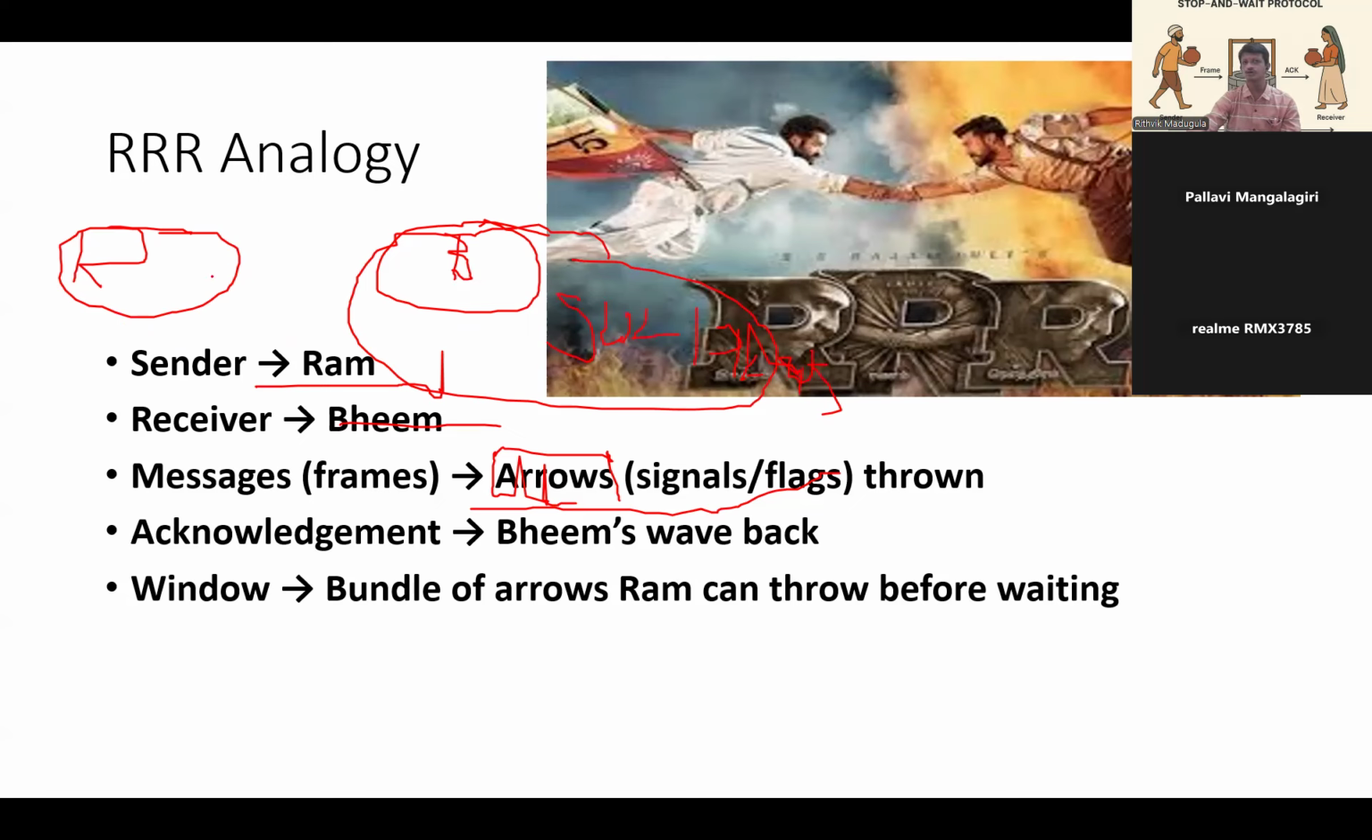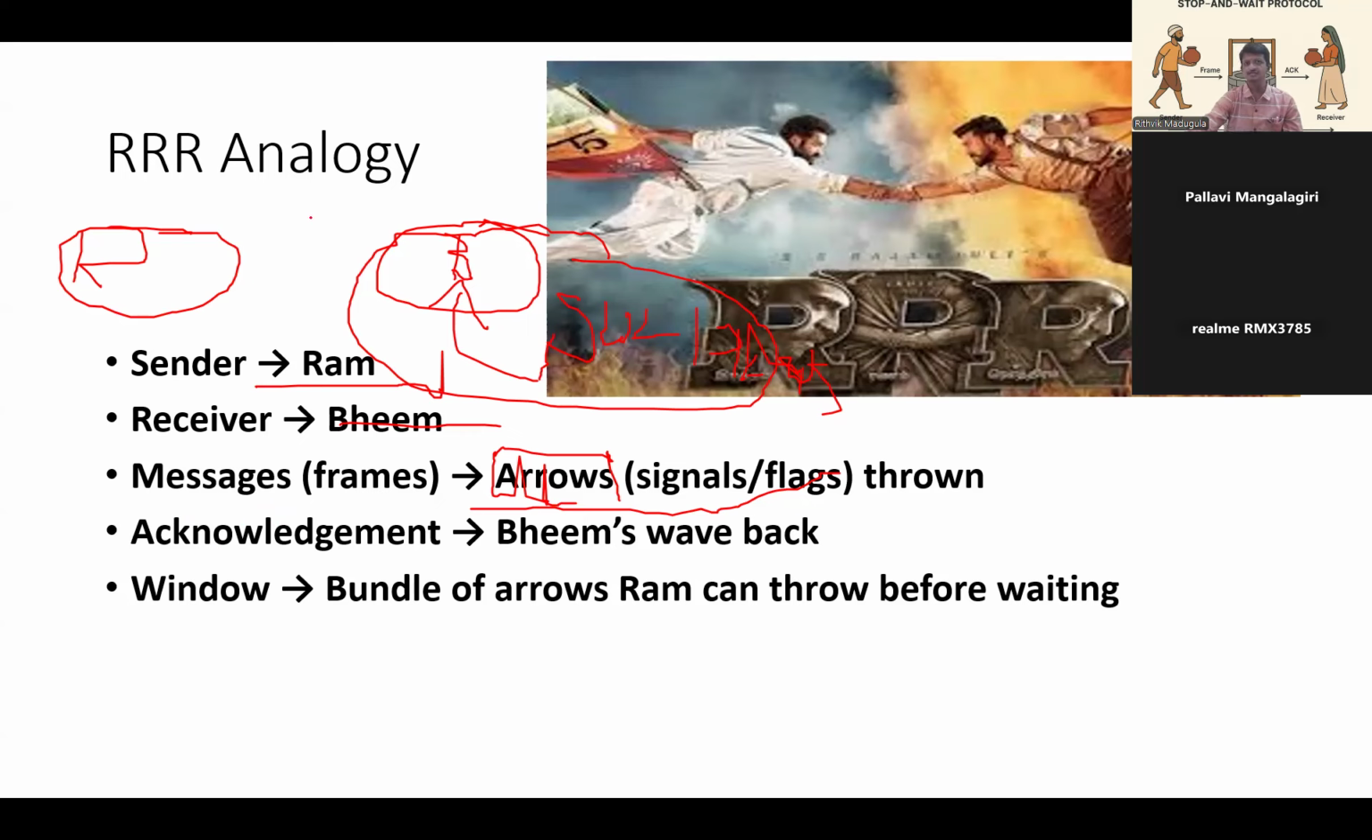So now Ram is going to send the frames to Beam so that Beam will crush all the soldiers and win the war. So this is the general storyline that happens in the sliding window protocol. Beam needs to acknowledge Ram that some of the frames are being received. That means some of the arrows are being received.